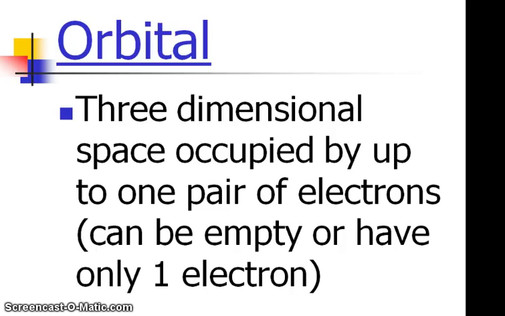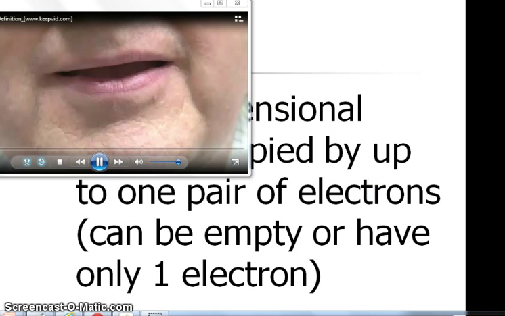The word orbital, we're going to use that a lot as we talk about quantum theory, and that is a space that can occupy up to 2 electrons. Now, it can be empty, so elements can have empty orbitals in their electron clouds. They can also have orbitals that only have 1 electron in them, but once an orbital has 2 electrons in it, it is completely filled and no more electrons will fit. We're going to watch a little clip from my favorite professor about orbitals.